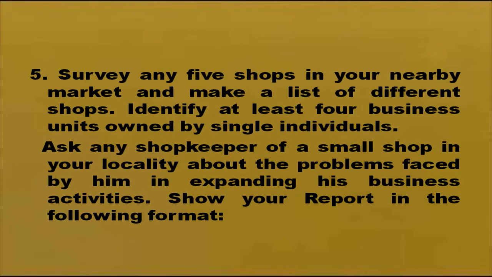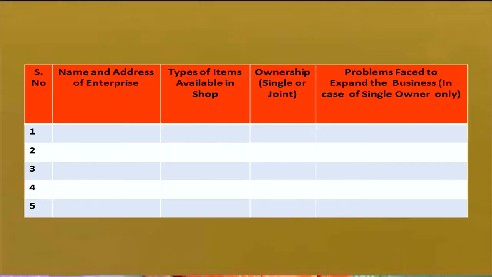Another report, survey any 5 shops in your nearby market and make a list of different shops. Identify at least 4 business units owned by single individuals, that is sole proprietorship. Ask any shopkeeper of a small shop in your locality about the problems faced by him in expanding his business. You can show your report in this format. Serial number, name and address of the enterprise, type of the items available in the shop, ownership, whether it is a single owned business or joint venture, problems faced by the sole proprietor, like that.